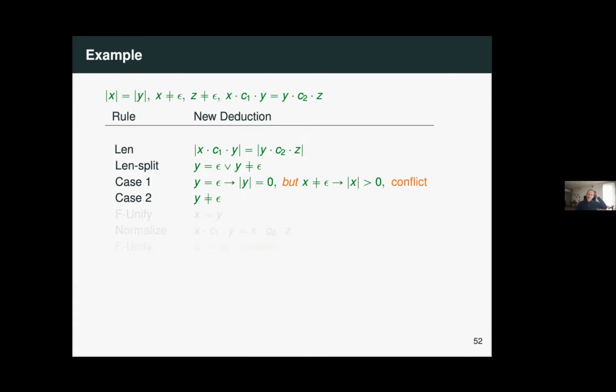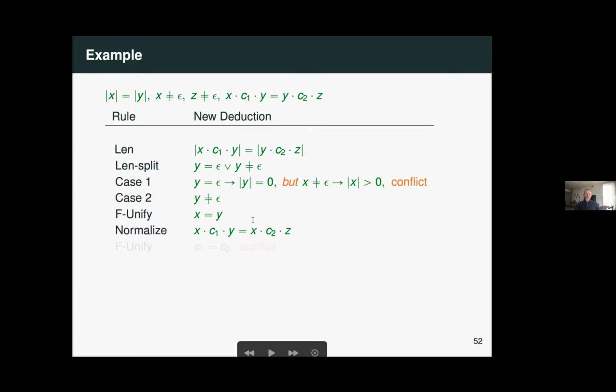So that's case 2. If Y is not empty, we can do this F unify rule. Basically it looks at this equality between two concatenated terms, and it says that the first two terms here have to be equal, because their length is the same and they appear in the beginning of a concatenation, so they have to be equal.